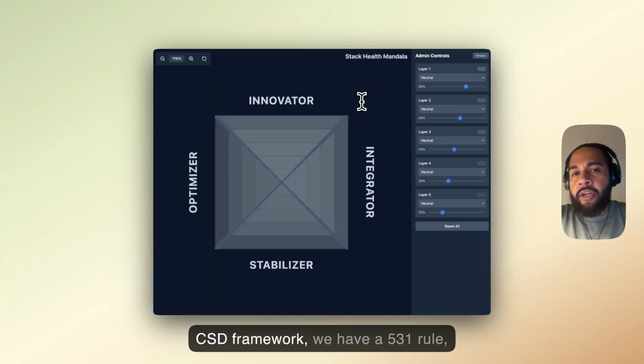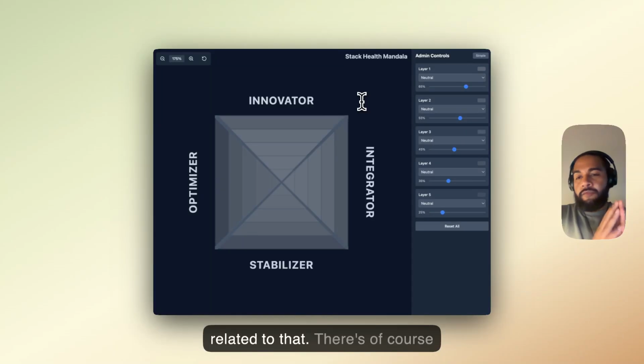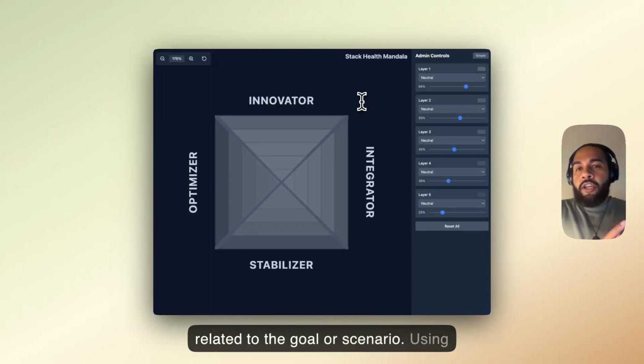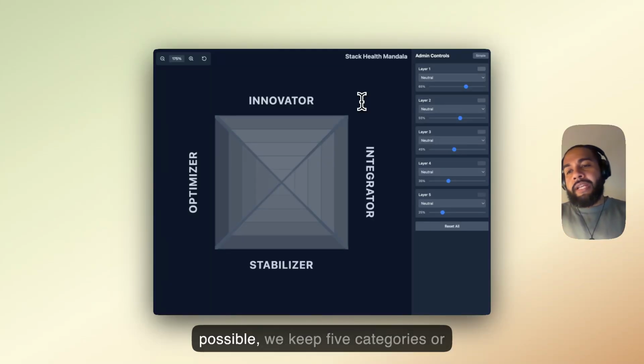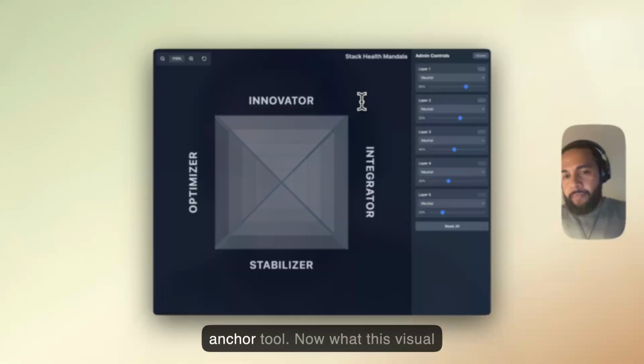In the CSD framework, we have a 5-3-1 rule, and this applies to any goal or scenario that has a specific stack related to that. There's of course going to be a set of tools that are related to the goal or scenario. Using the 5-3-1 rule, we essentially state that in order to keep this as optimized as possible, we keep 5 categories or substacks, 3 tools max per category or substack, and 1 anchor tool.